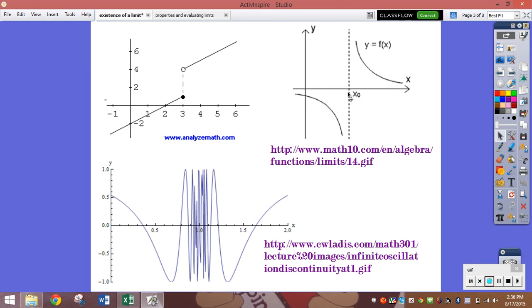And then this bottom left graph is an example of oscillating behavior. If you notice, it is bouncing back and forth, but when it gets to x equals 1, it's really bouncing up and down uncontrollably. So that would be an example of oscillating behavior, where the closer you get to an x value, it just bounces up and down really rapidly. And so you would say the limit does not exist for this function at x equals 1.